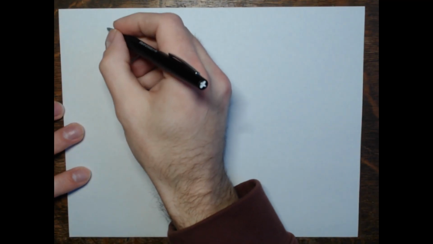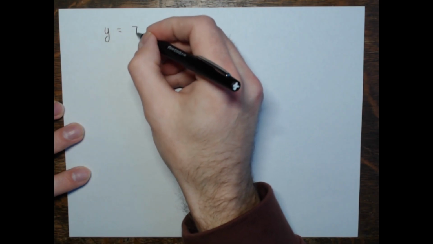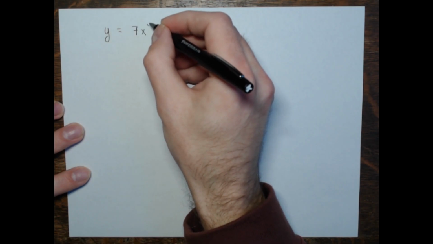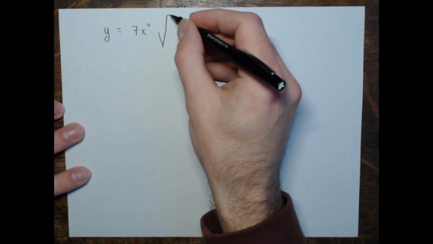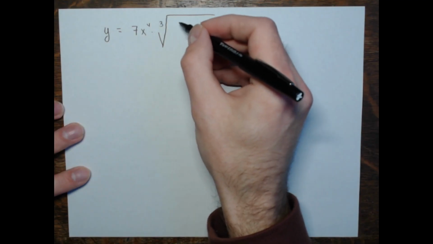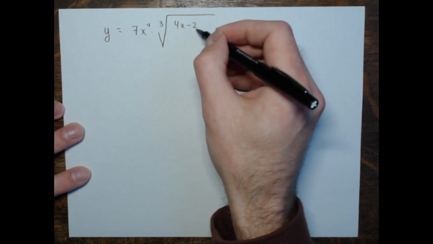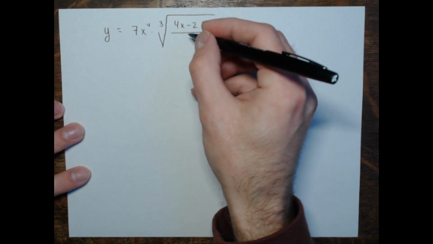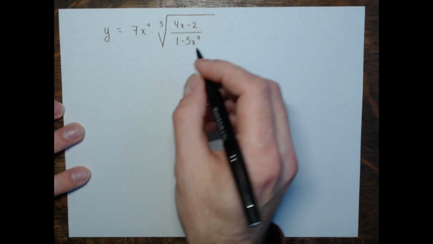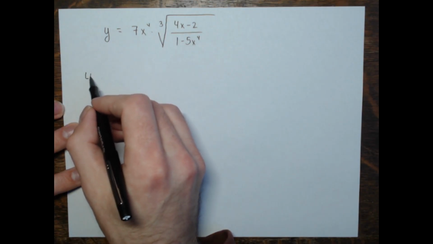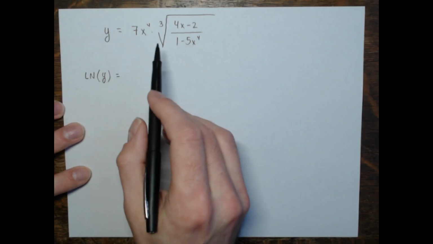So we have initially y equals 7 times x to the 4th times, and then a big cube root. And then inside that cube root is a fraction, 4x minus 2, divided by 1 minus 5x to the 4th. So again, the first thing I'm doing is the natural log of both sides. So left side's natural log of y.